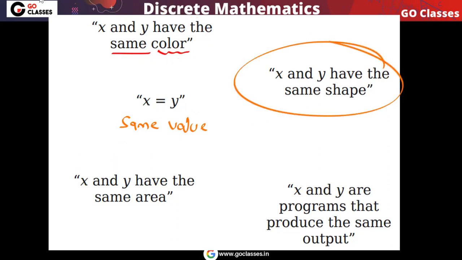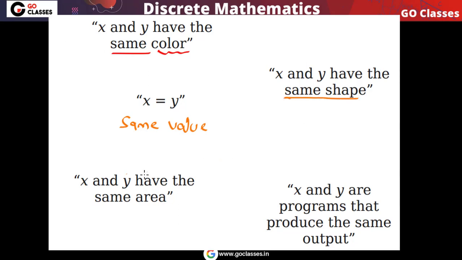What about this? X and Y have same shape. Again, this is reflexive, symmetric, transitive. Okay, so this word same shape. Similarly, if you look at this, X and Y live in the same area. This is also reflexive, symmetric, transitive. So this is also equivalence relation. X and Y are programs that produce the same output. Again, this is also reflexive, symmetric, transitive. You can just check it out. All these three properties are satisfied. So this is also equivalence relation.